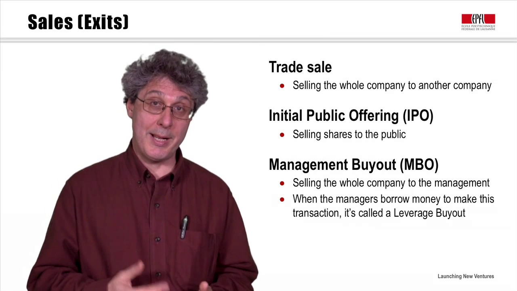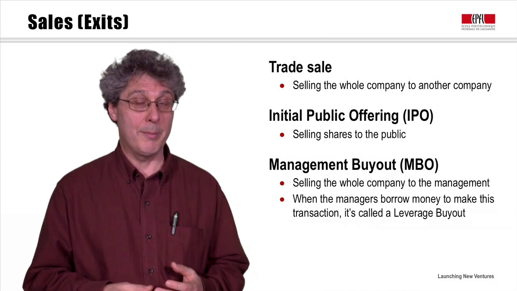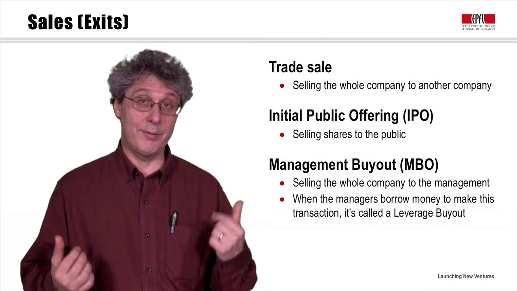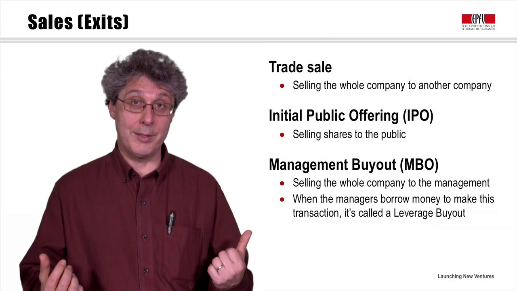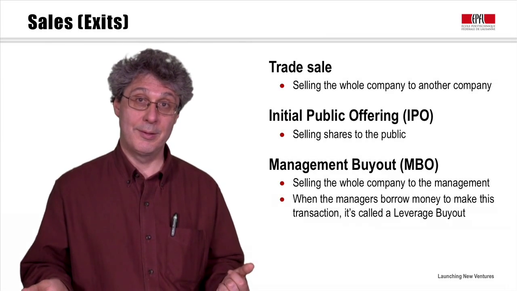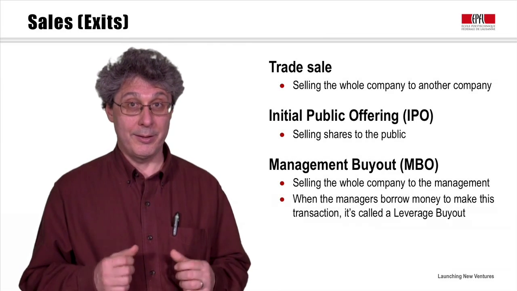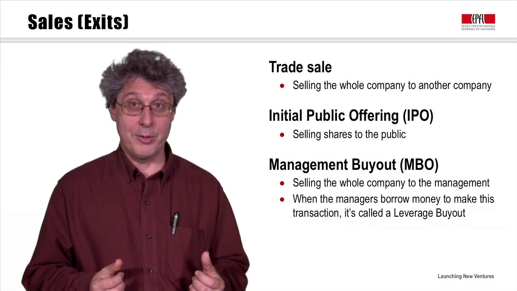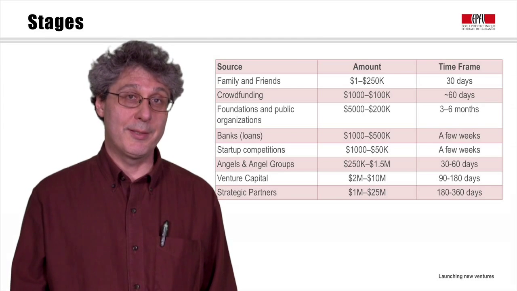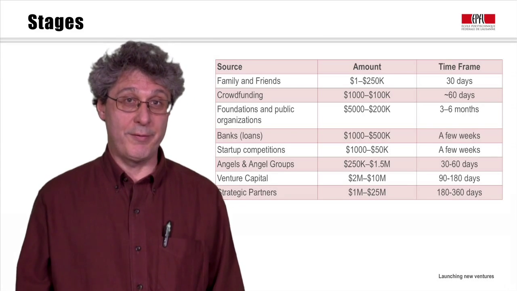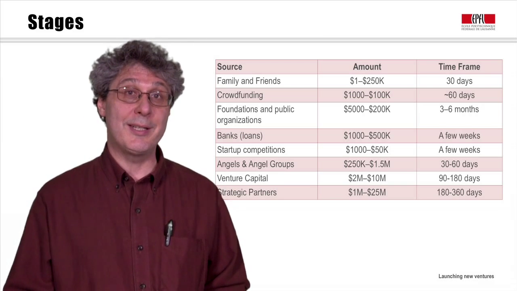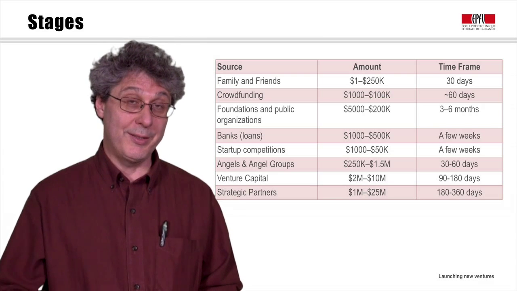The third way is a management buyout, and this is less common in a small company, but it could be that the managers themselves, the managers, executives, founders, would turn around and buy the company back from the other investors. And you probably heard of a leveraged buyout, and in a leveraged buyout is where the managers borrow money to make this transaction. This table represents a summary of the sources of venture financing, with an emphasis on the more important ones that we're going to see. And we're going to go into the details of these various sources in the next few segments.